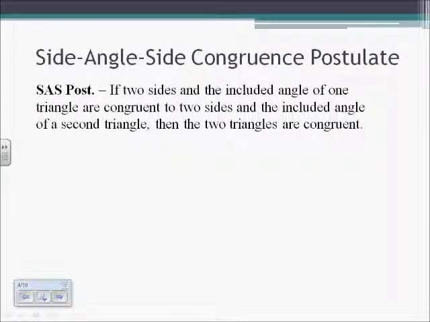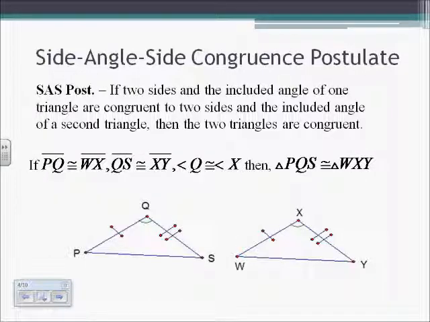Alright, going further. The SAS congruence postulate, or side angle side, states if two sides and the included angle of one triangle are congruent to two sides and the included angle of a second triangle, then the two triangles are congruent. So we have this definition of an included angle. The statement reads if PQ is congruent to WX, QS congruent to XY, and angle Q congruent to angle X, then triangle PQS is congruent to triangle WXY.